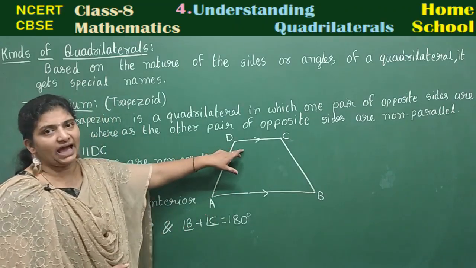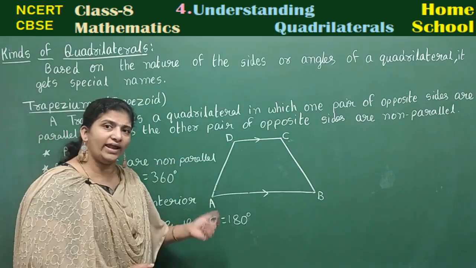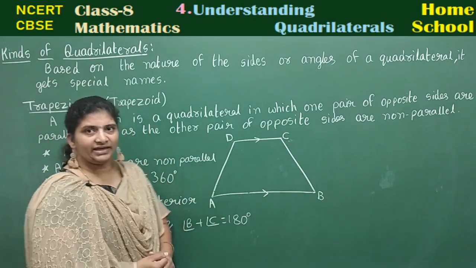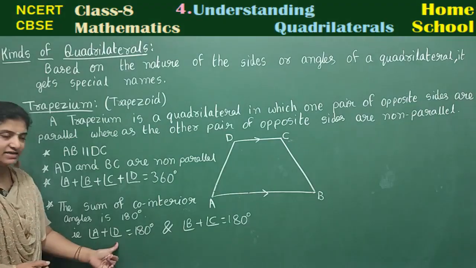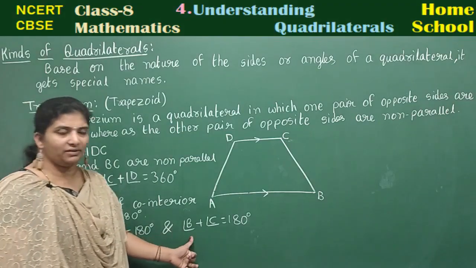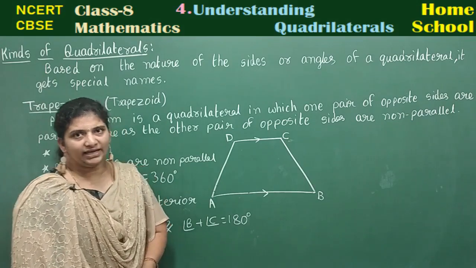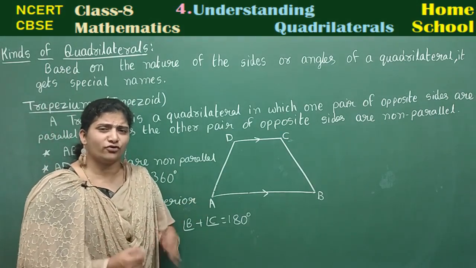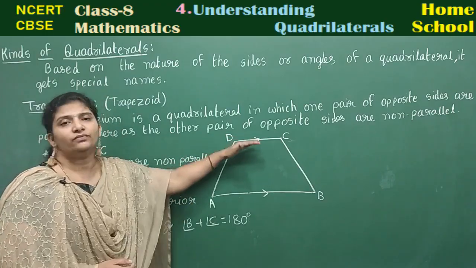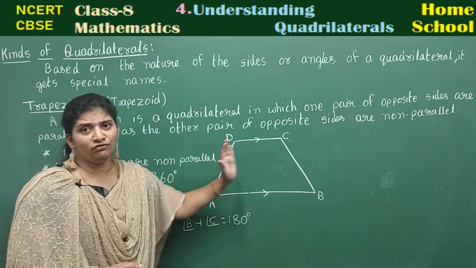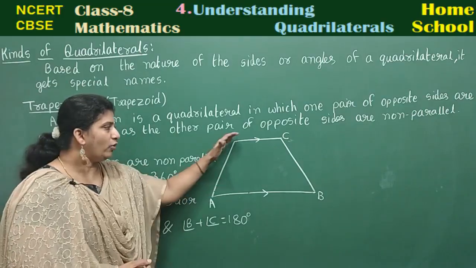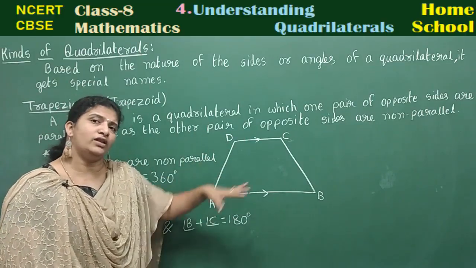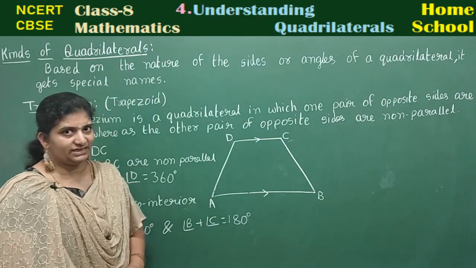Angle A plus angle D is equal to 180 degrees. And angle B plus angle C is equal to 180 degrees. In the same manner, children, a trapezium also has 4 sides, 4 vertices, 4 angles, and here one pair of parallel sides, one pair of non-parallel sides. And the co-interior angle sum is 180. The sum of interior angles of the full trapezium is equal to 360 degree.